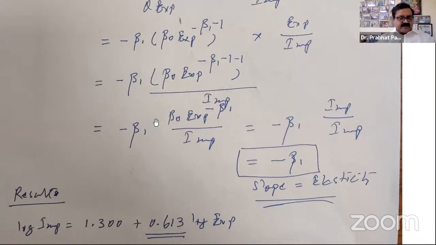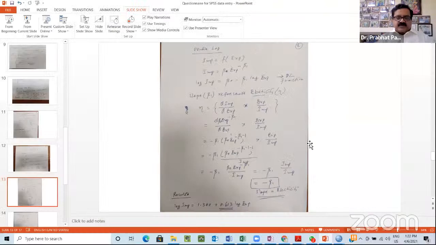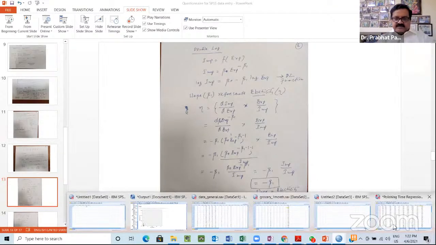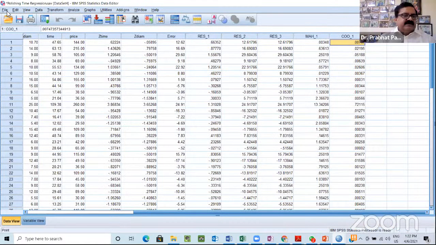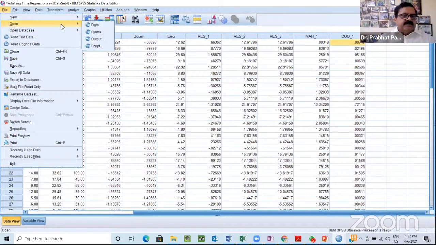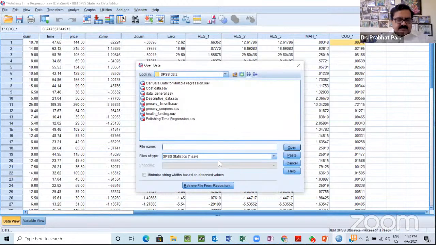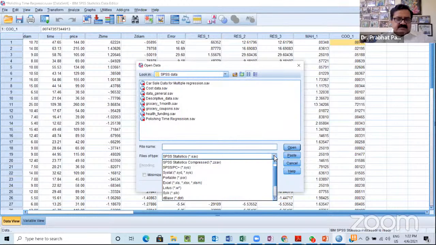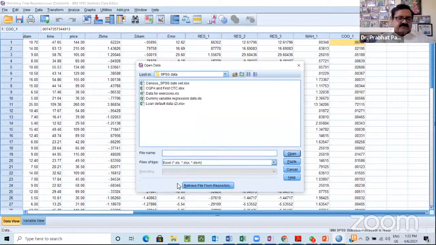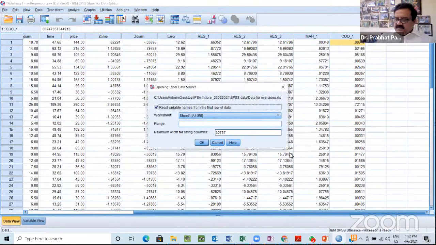So I'm just going to go back to show you the calculations with the help of data. That will be much better. So I'm going to fetch the data. Open data. So here I'm going to fetch the data from the Excel. So I'm just pointing out Excel, and then I'm saying my data is here in the data for exercise, right? And then it's asking to read the variable names from the first row.